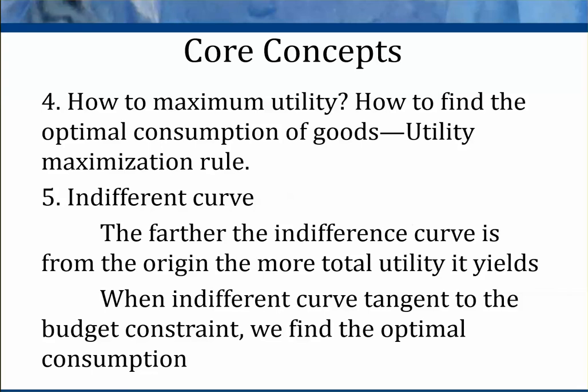And fifth, we want to know the indifference curve. For the indifference curve, you need to know two important pieces of information. First, the further the indifference curve is from the origin, the more total utility it yields. Second, when the indifference curve is tangent to the budget constraint, we find optimal consumption. So that is this chapter's core concepts. The first concept we will learn is utility.